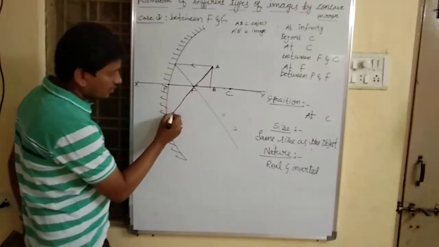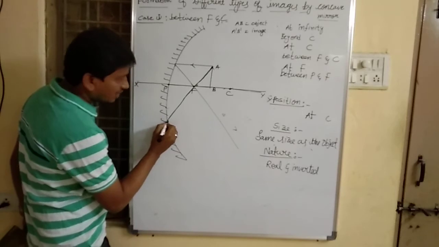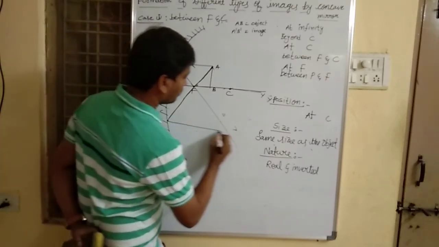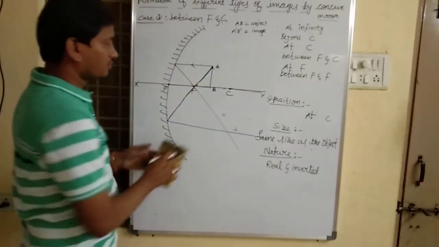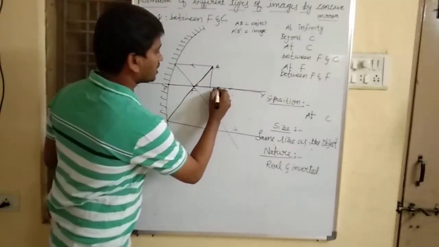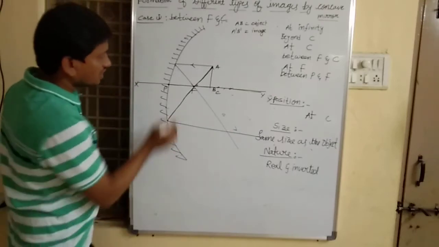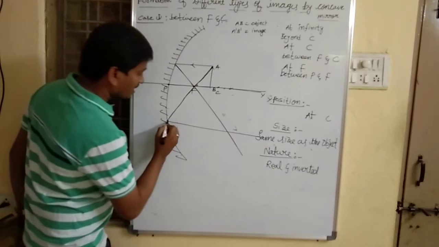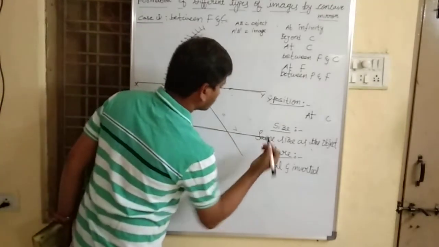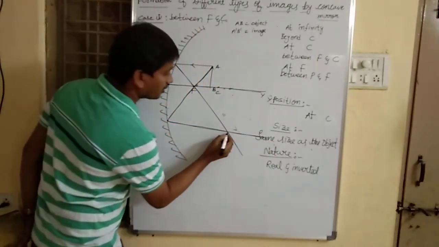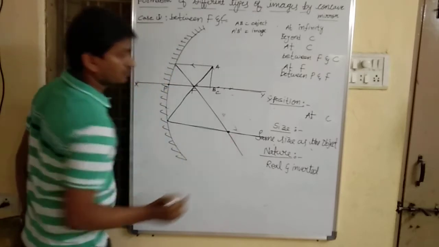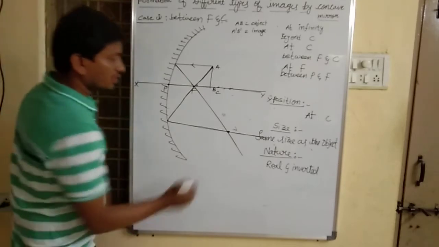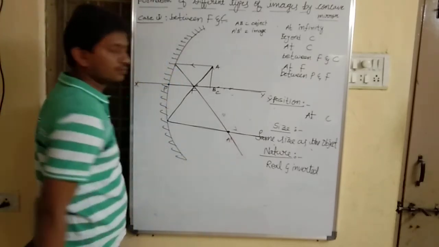This is my second ray. After striking the mirror, it becomes parallel to the principal axis. This is my first reflected ray, and this is my second reflected ray. Where these two reflected rays meet, they meet at this point. Right? So this is my intersection point A dash.